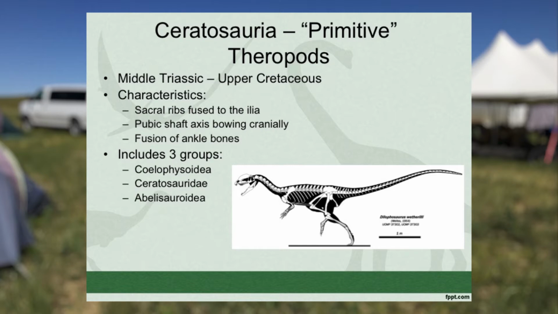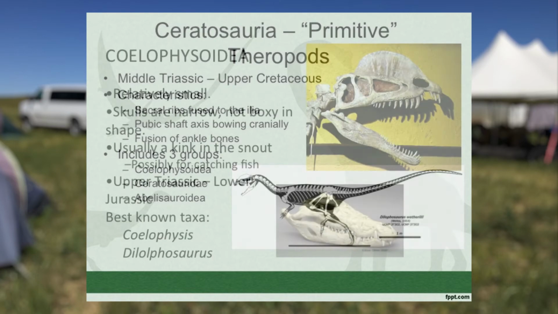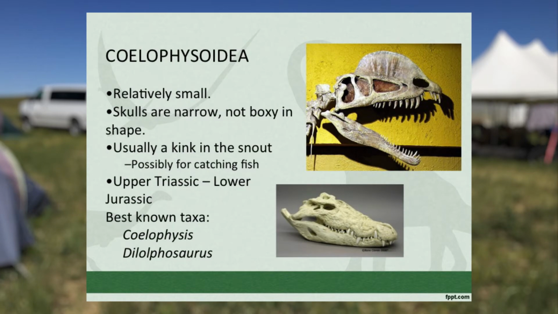So this is Dilophosaurus. So look at that. Look how it's bowed up and towards the head. So that's really unique to this group. And fusion of the ankle bones, which I really can't show you. So Ceratosauria can be divided into three groups: Coelophysoidae, Ceratosauridae, and Abelosauridae. So we'll start with Coelophysoidae.